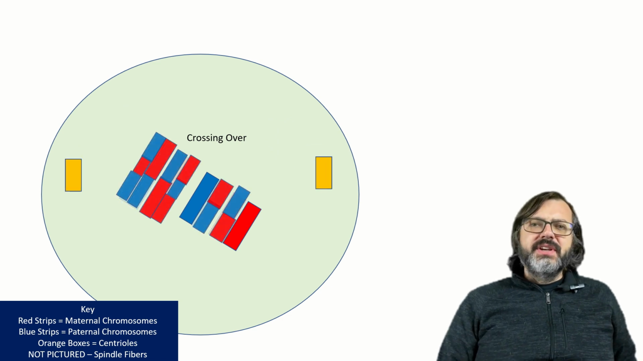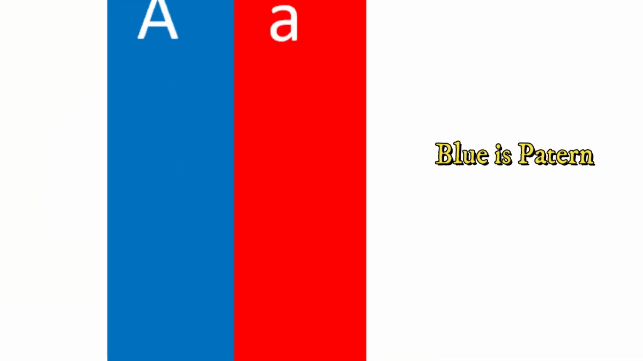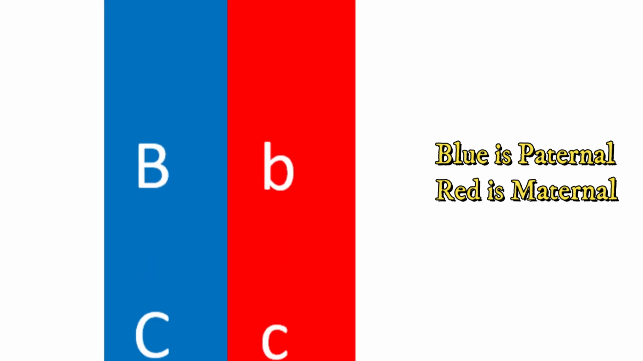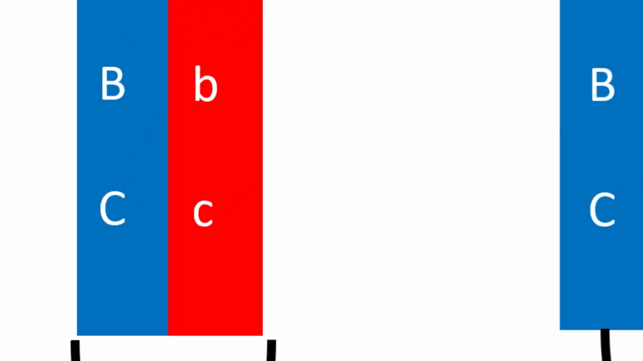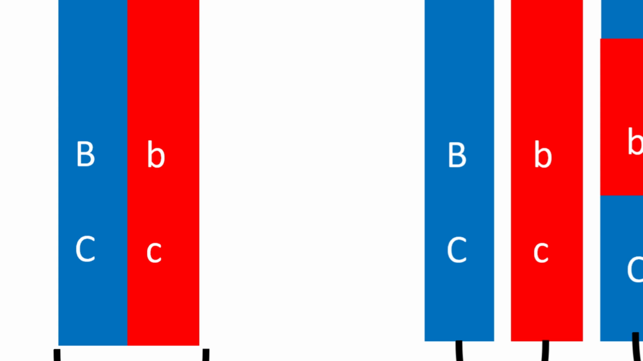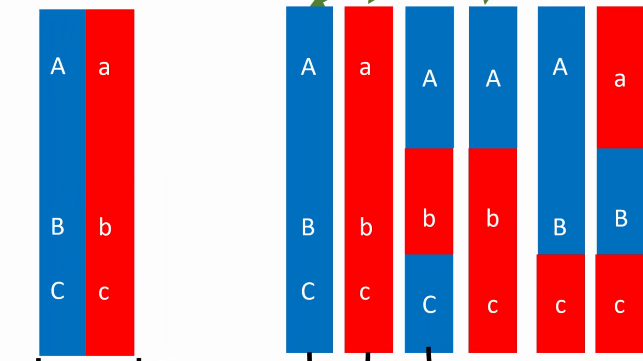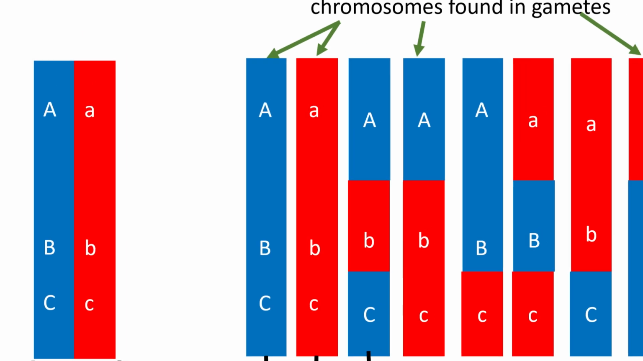So let's say that you inherited a homozygous dominant set of paternal alleles and a homozygous recessive set of maternal alleles for traits A, B, and C. This makes you heterozygous for all 3 traits. We know that crossing over can and does occur during meiosis I, so here are the different combinations of chromosomes that potential sperm and egg cells can have based on these genes.